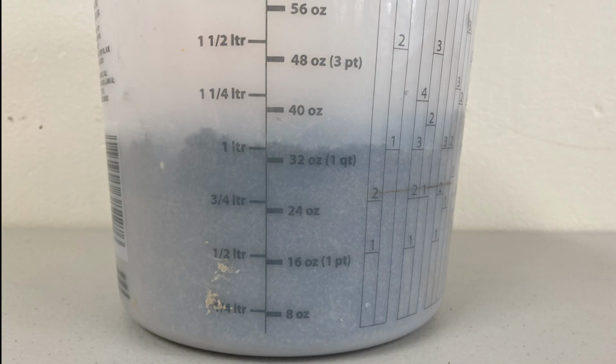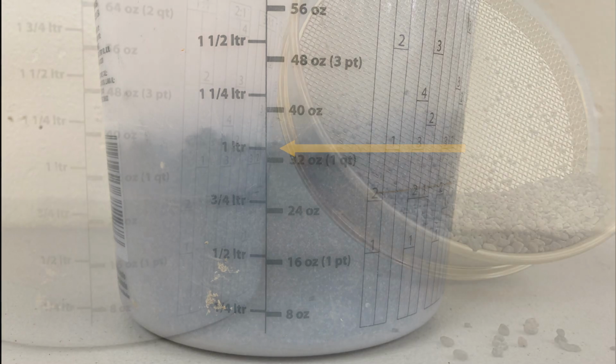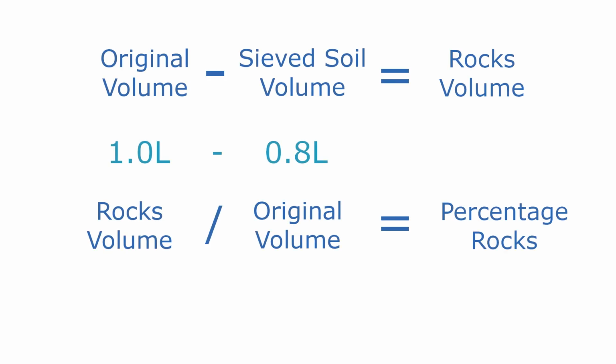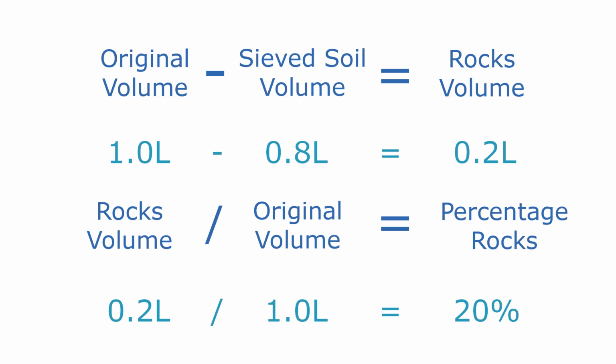Divide the volume of the rocks by the original volume, and you will have the percentage of rocks in the soil sample. For example, let's say we take 1 liter of soil and we put it through our number 10 sieve. When we put the clay, silt, and sand back into the bucket, we can see that the bucket is full up to 0.8 liters. If we subtract 0.8 from 1 liter, we know that there were 0.2 liters of rocks in the sample. 0.2 divided by 1 gives us 2/10 or 1/5, which is 20%. So we know this soil is 20% rock fragments.